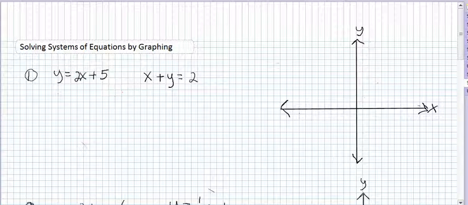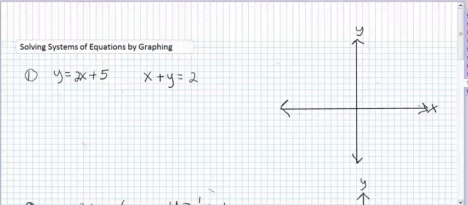If they intersect at one point, then we have a system of equations that has one solution. If they become parallel lines when we graph them, that's going to be a no solution problem. And if we get one where we've graphed one exact line, the same line, the answer would be infinitely many solutions.